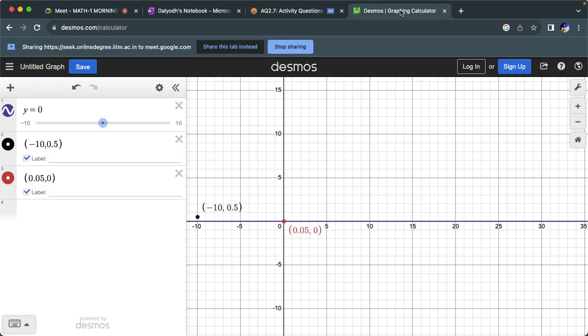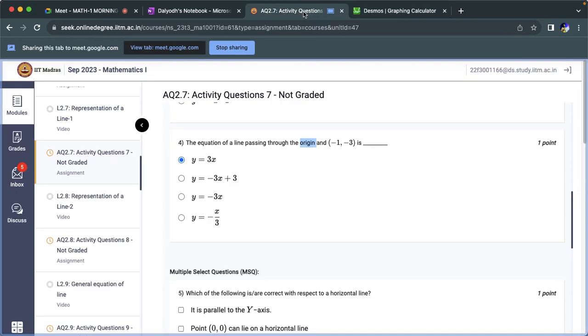There are no options here, right? We just have to find the answer by solving it. From the origin 0 comma 0 and the point minus 1 comma minus 3, how will we find this? First of all, we have to find its slope, which is minus 3 minus 0 upon minus 1 minus 0, which is 3, right? So y equals mx plus c, y equals 3x plus c.